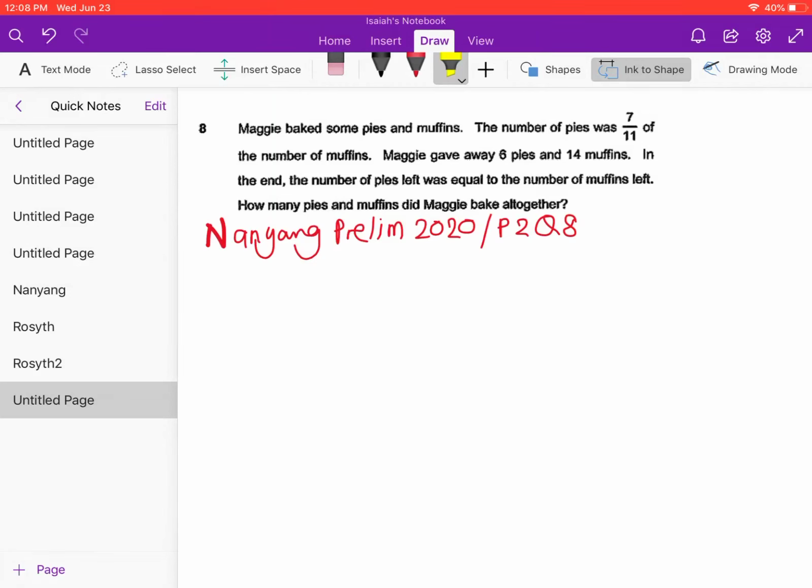Now, the next question that we are going to go through is from the 2020 prelim paper from Nanyang Primary, paper 2, question 8. Let us take the next minute to go through the question and highlight the important information.